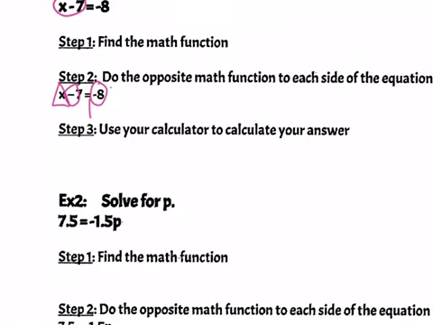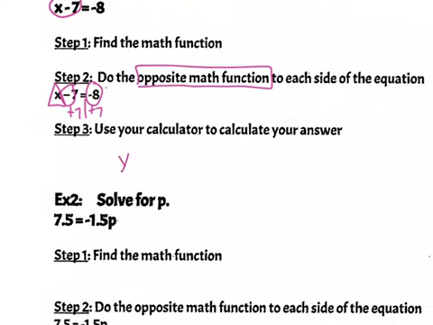I can't move this x because there's no other variable on the other side of the equal sign for it to combine with. So I have to move that -7, and I'm going to do the opposite to do that. So the opposite of -7 would be +7. So -8 plus 7 is -1.